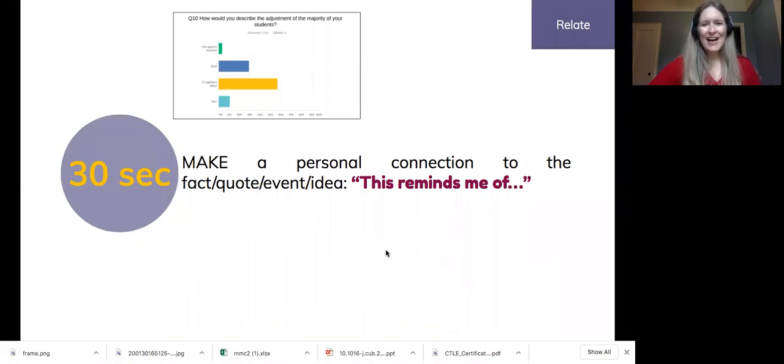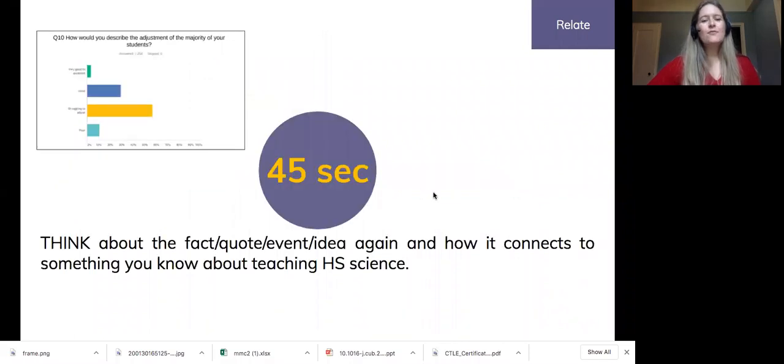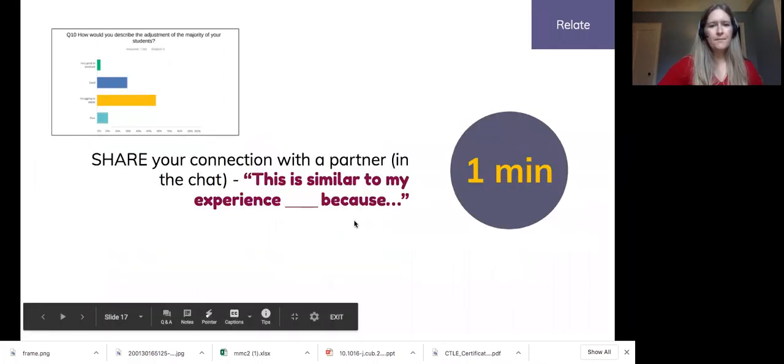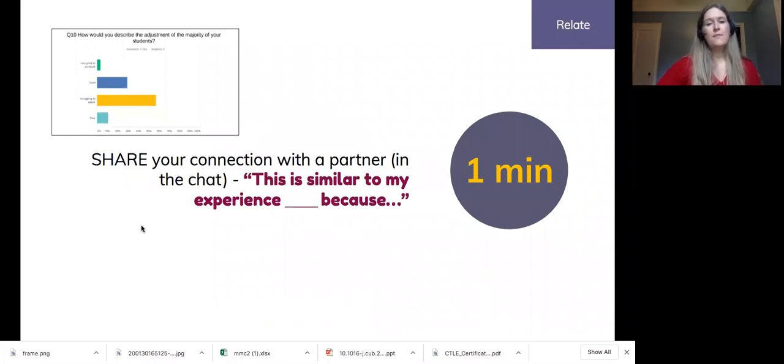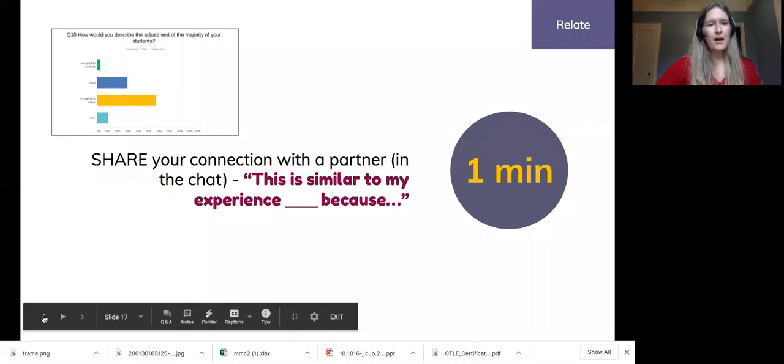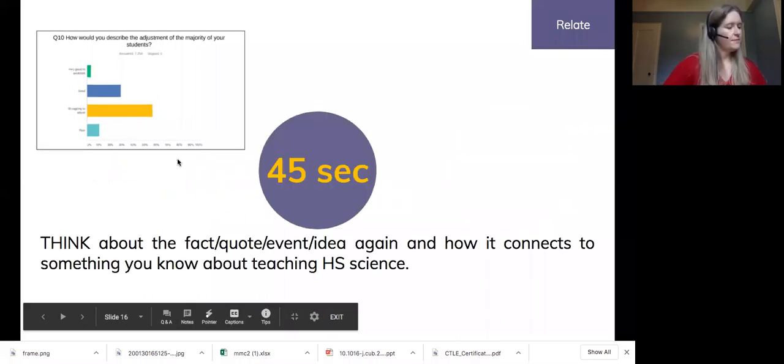Hopefully you've all had time to open up the graph and take a moment to look at it. Now you have 45 seconds to think about this graph and the information that it's telling us, and think about how it connects to something that you already know about teaching high school science. I'm going to give you about 45 seconds to think about that using the sentence frame. This is similar to my experience, and then be able to elaborate with because. So let me go back 45 seconds.